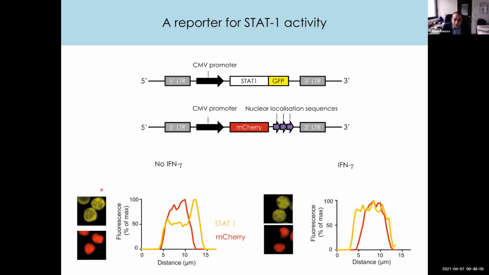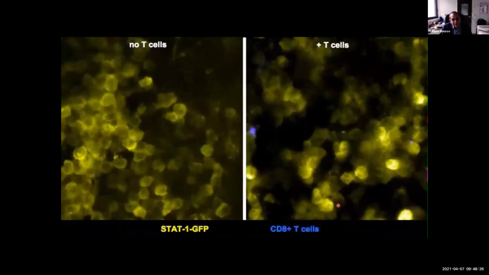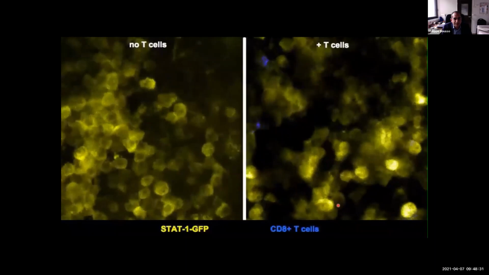And this is in vitro. You can see that in the absence of interferon gamma, the STAT1 fusion protein is excluded or largely excluded from the nucleus. But in the presence of interferon gamma, now you have a more homogeneous distribution. And so we can bring this reporter in vivo again. This is not CAR T cells, but I don't think it really matters. This is done with regular T cells.